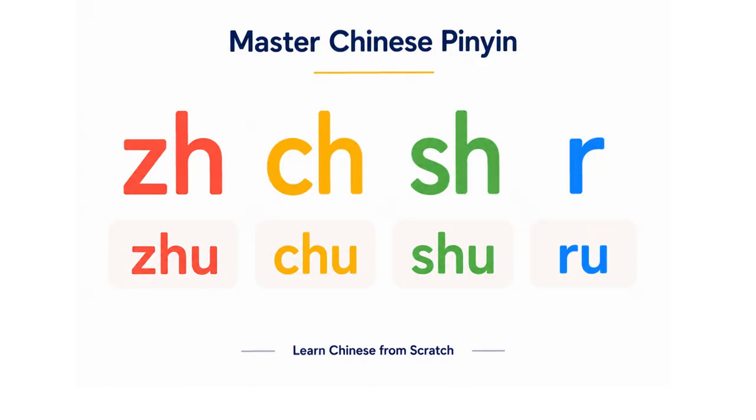Ri, ri, ri. Ri in Chinese is very special. Tongue is curled back like shi. Ri, ri, ri, ri, wu, ru, ri, wu, ru, ri, wu, ru.